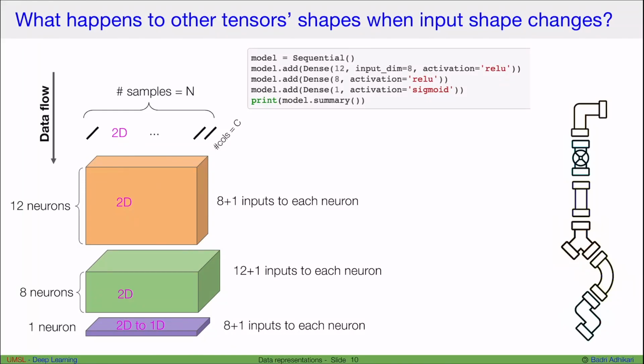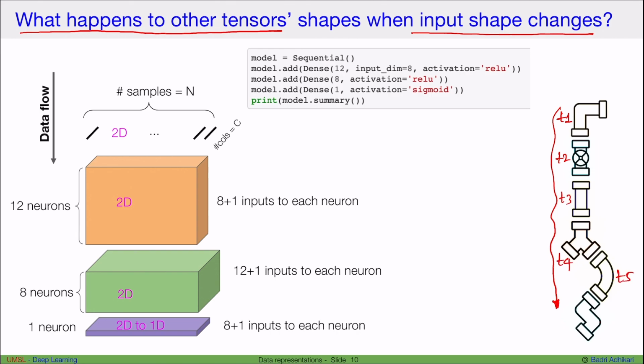As an example of what happens to tensors when the input shape changes, say we have a tensor flow that looks like this. The first one is T1, tensor 2, tensor 3, tensor 4, tensor 5, and tensor 6. So our information flows in. This is our input, and information flows out from the bottom. This is output.